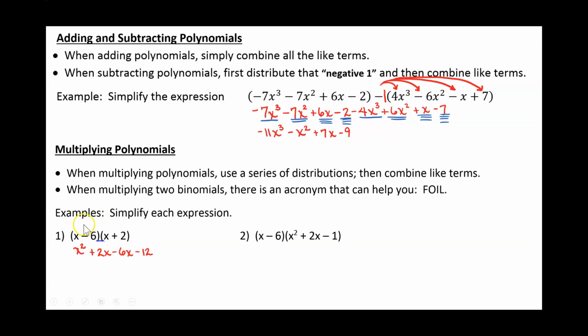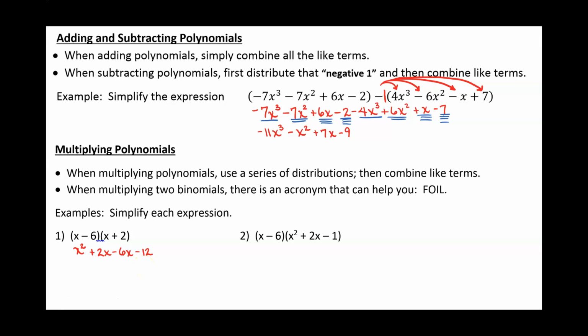So if we multiply that, x times x is going to give us x squared. X times 2 is going to give us 2x. -6 times x will give us -6x. And -6 times 2 will give us -12.